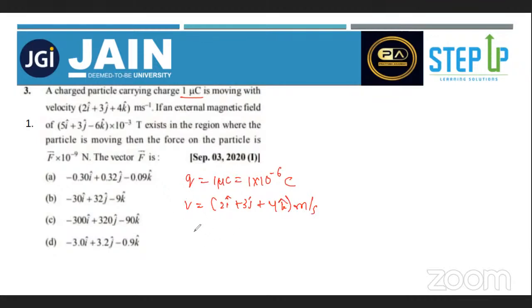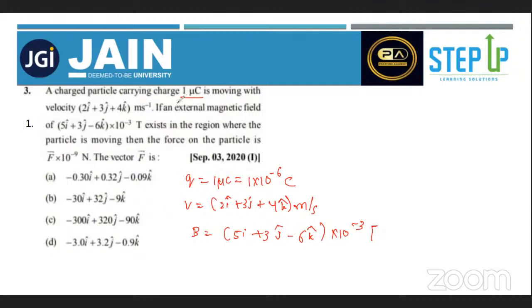And then we have an external magnetic field which is given as 5i plus 3j minus 6k into 10 raised to minus 3 Tesla. Again, this is an SI unit. They're asking you to find out the vector of the force.